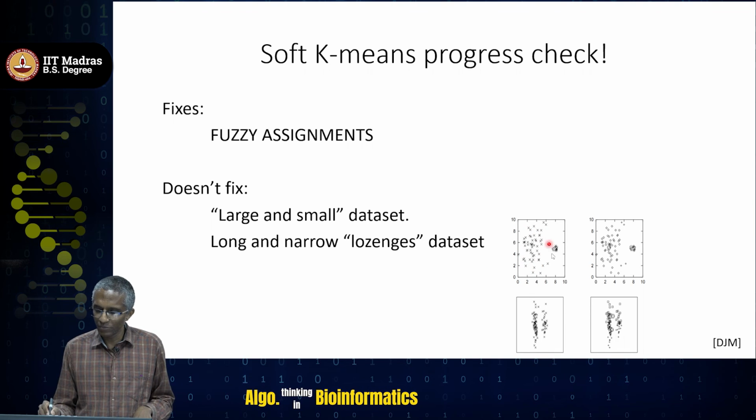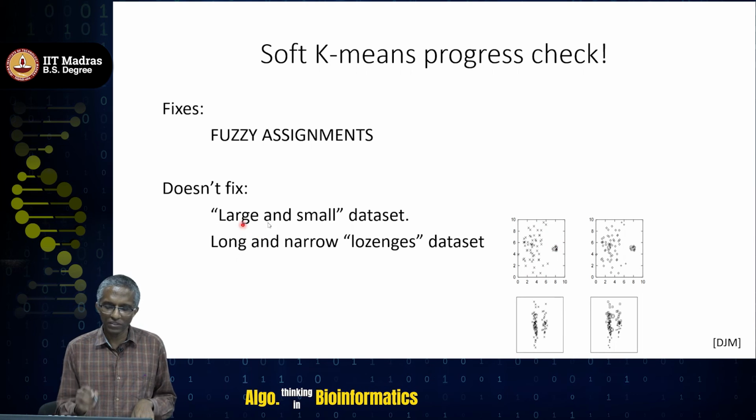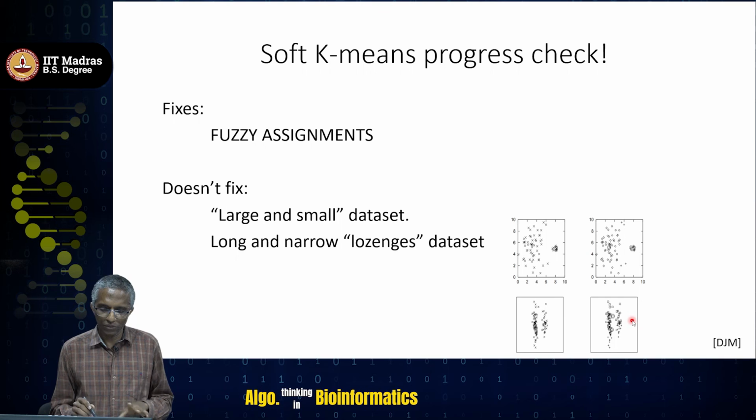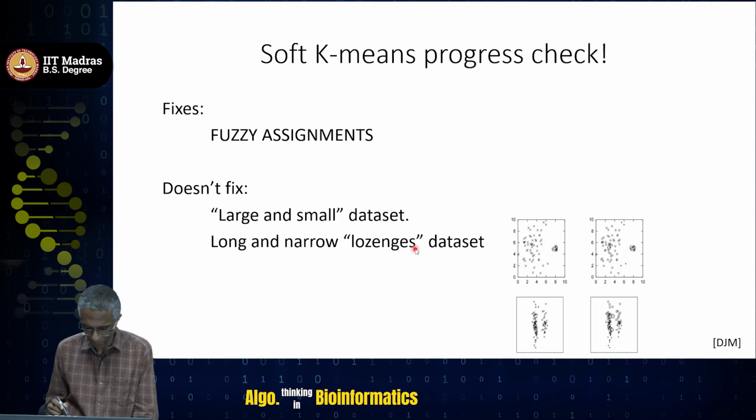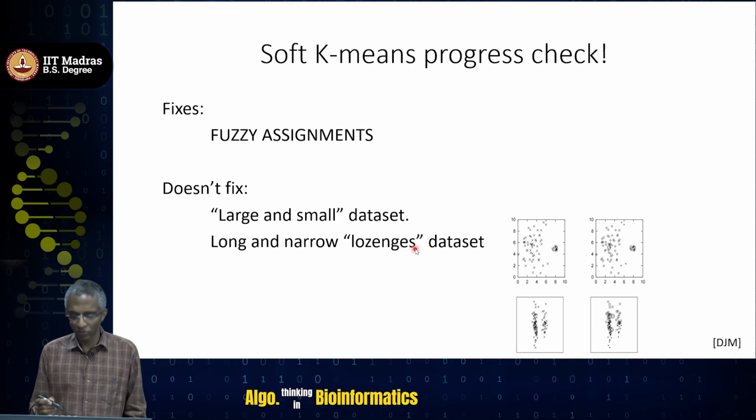One cluster has a lot more proportion than the other, and one also has more spread than the other. So we have this large and small data set. And the second part is the long and narrow lozenges data set. Okay, we will address them one at a time, and that will give you 2 new variants of k-means that address these 2 pitfalls.